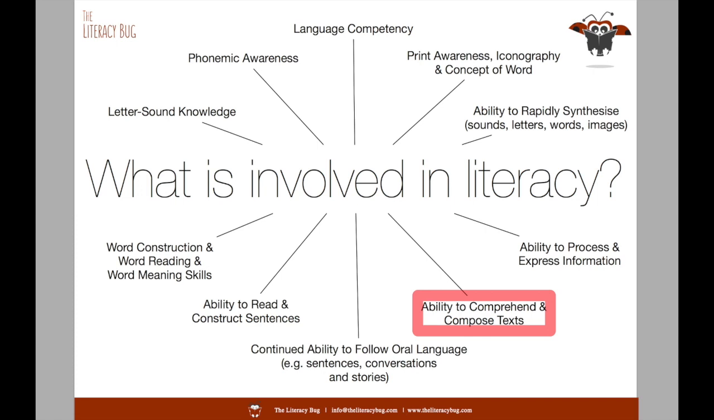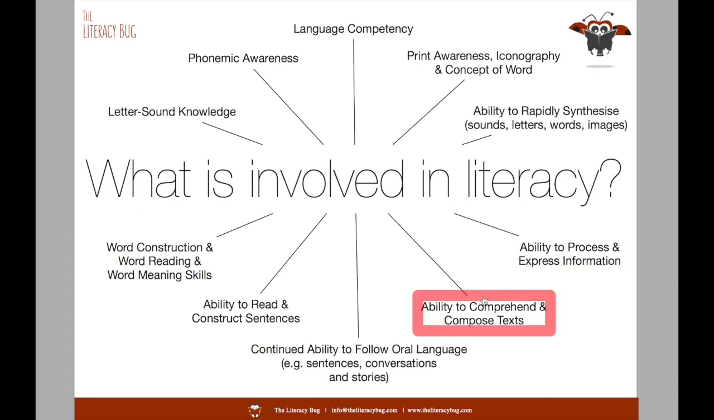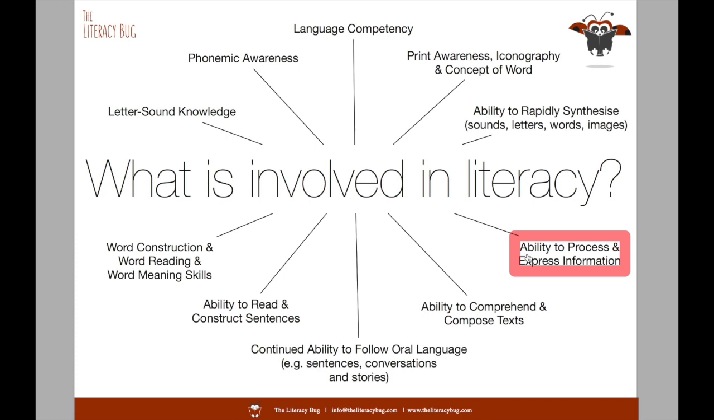And with that sense of control, moving on to more critical analysis and evaluation, and the ability to process and express information in more and more complex ways. And so that's that real shift from here into this area of learning to read to reading to learn. So that's the fundamental of this little, and in particular, small slide.